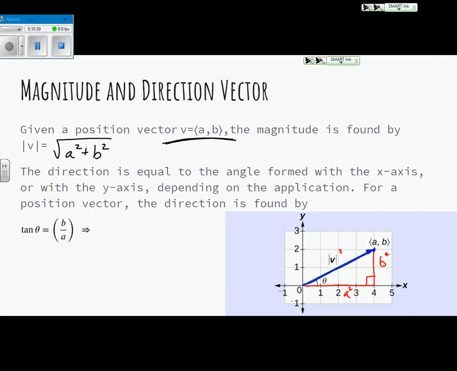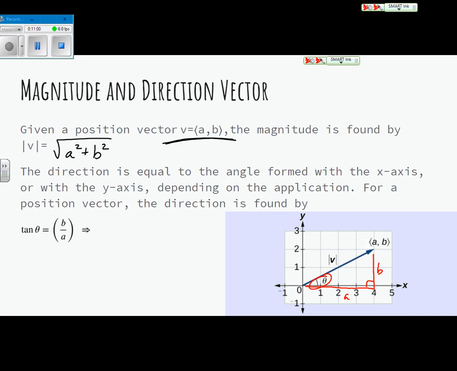Now the direction angle is going to be a little bit trickier when I work this out. It says the direction angle is equal to the angle formed with the x-axis or with the y-axis, depending on the application. We'll do one with the y-axis in a later video, but for now we're just going to assume the x-axis. I just erased all that, I shouldn't have. So I just have A and B right here. A and B formed a right angle, and I'm looking for this theta right here.